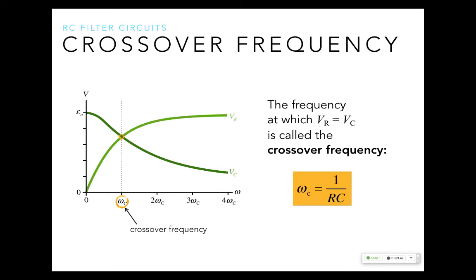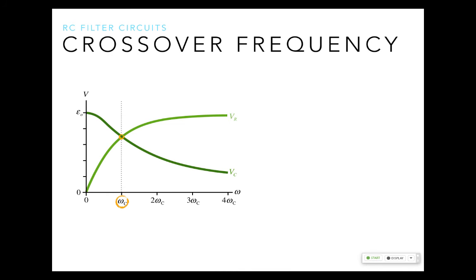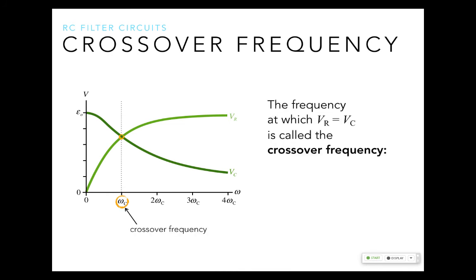Now, you can do some math there, but if you go back to this previous slide where we have the values for VR and VC, you basically just set these equal to each other and you solve for omega, and a lot of stuff cancels, is the short story, okay? And you get this really nice thing where omega C is equal to 1 over RC.